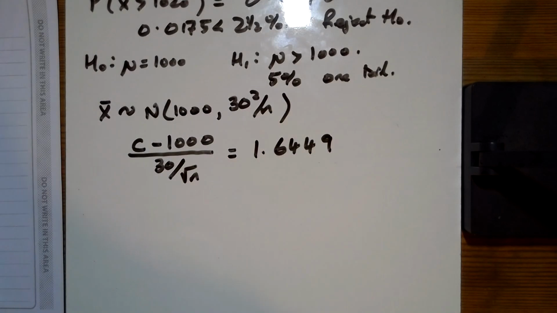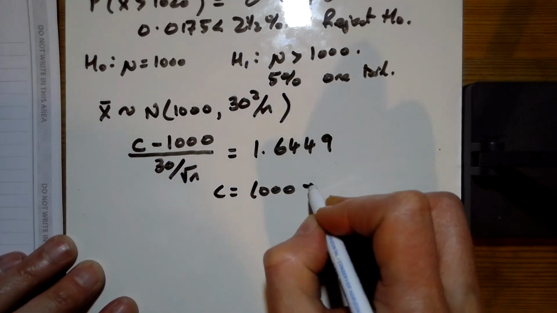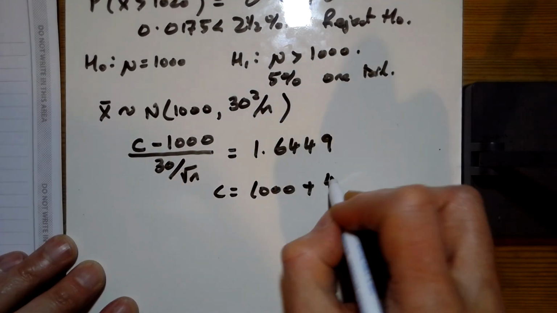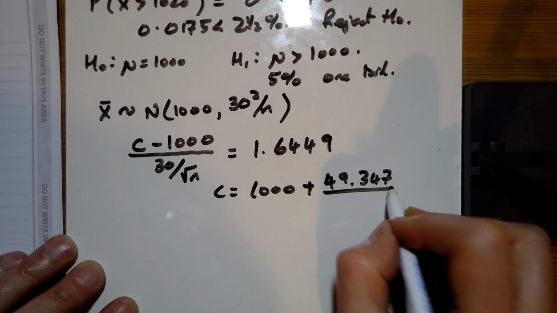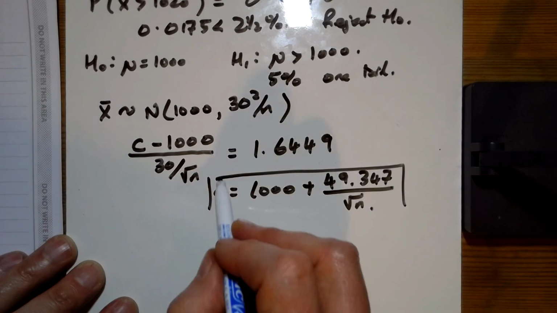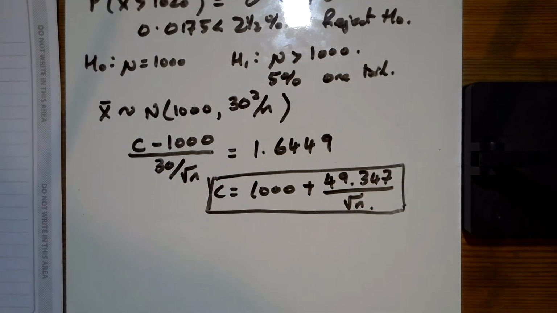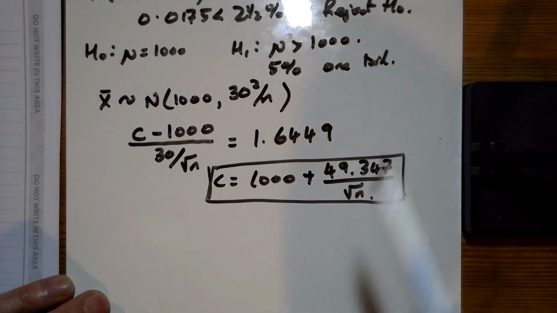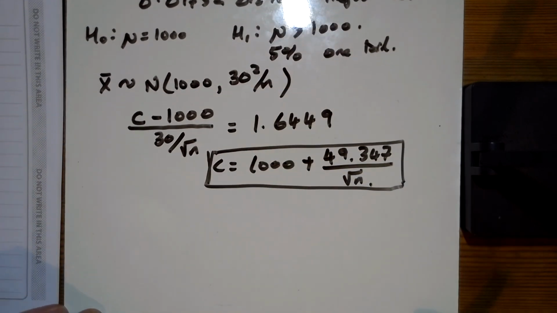And I can rearrange that equation to find out what C is. Yeah, just timesing that up and adding the 1,000. So we got 1,000 plus 49.347 divided by root n. So that's what our critical value would be. So all of that is really a bit mathsy, really, isn't it? But the end bit here, this is what they've all been setting us up for.